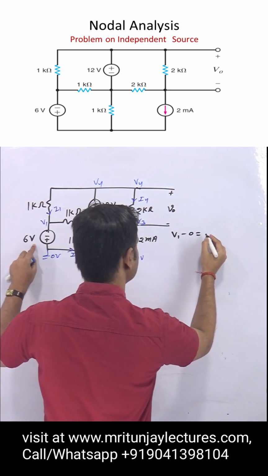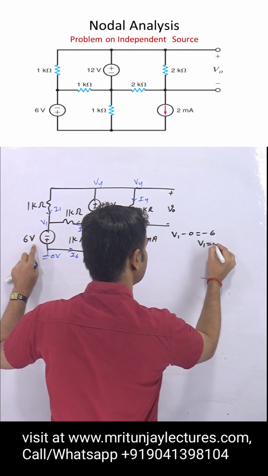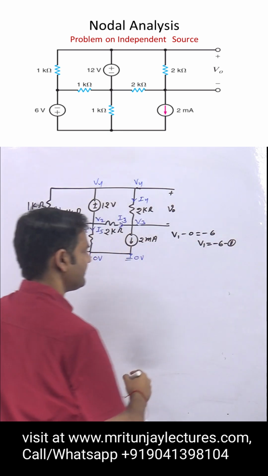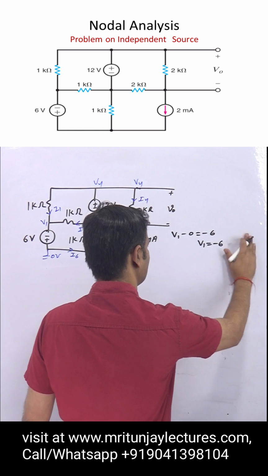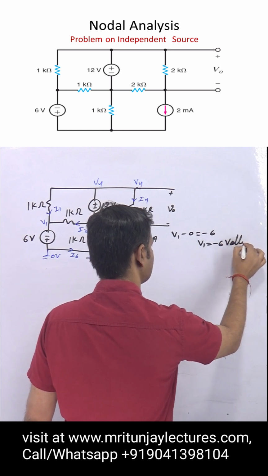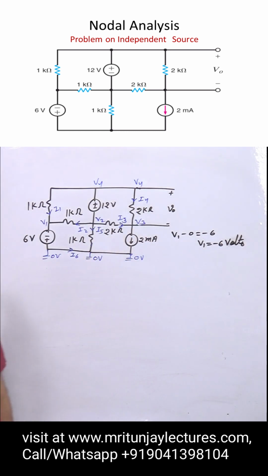Now after that, if this one is V1, so V1 minus 0 will be equal to how much? Minus 6. So V1 is written as minus 6, equation number 1. Better to have only 6 volt. Clear or not? V1 is minus 6 volt.